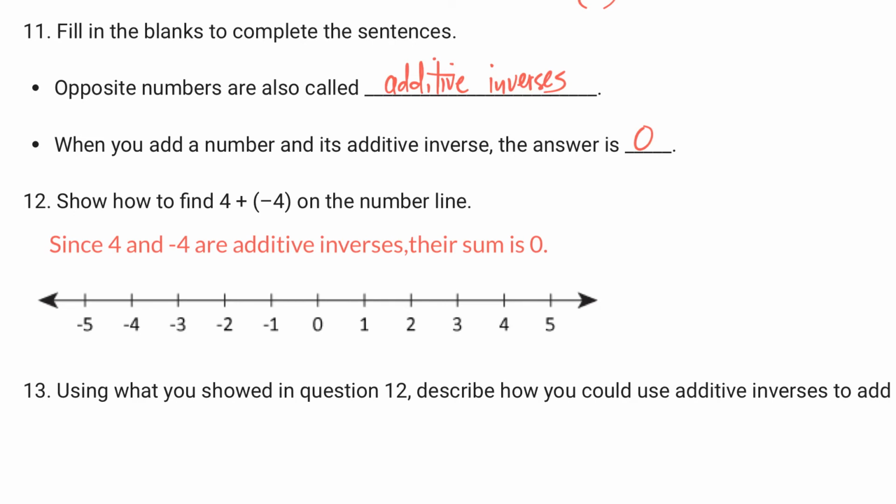And if I did this, my starting point would be 4. So I'll put starting point 4. And I move to the left 4 spaces. So that's 1, 2, 3, 4. And boom, you're at 0 right there.